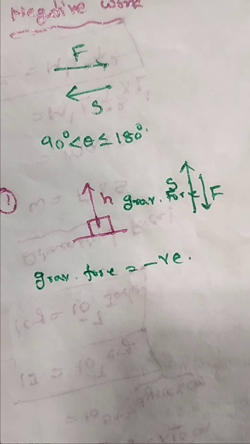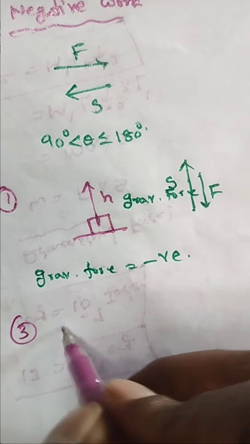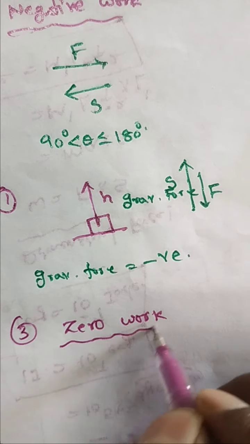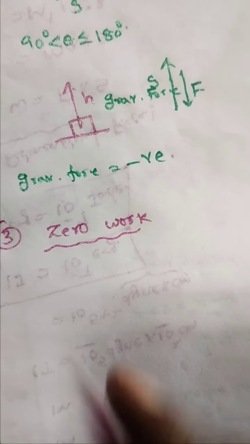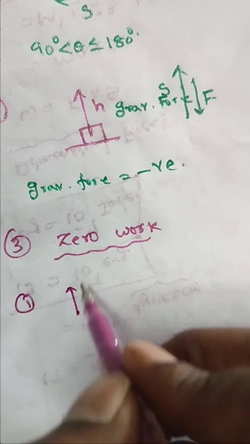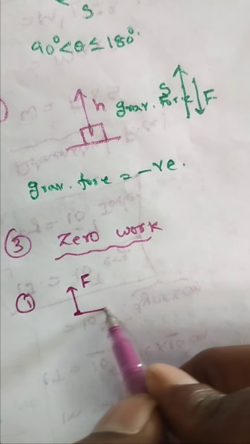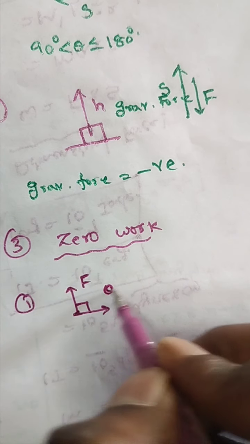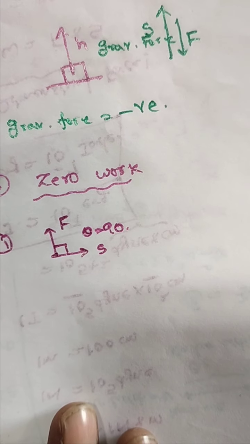And next one, zero work. What is the meaning of zero work? No work is done. There are three cases of zero work. In the first case, if force F and displacement S are at 90 degrees, theta is equal to 90 degrees, what happens?